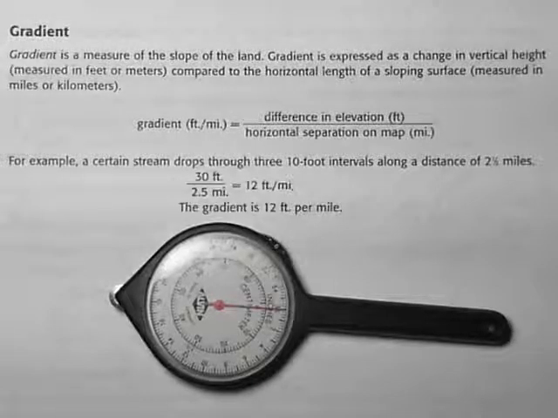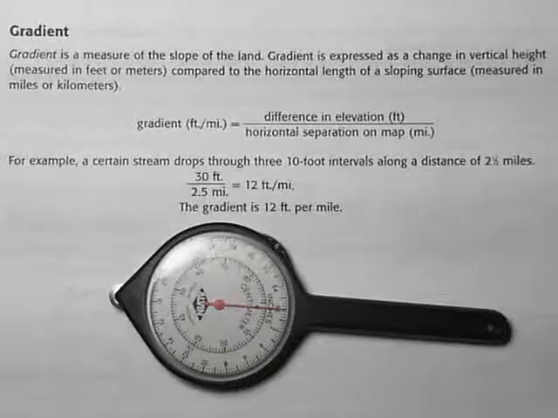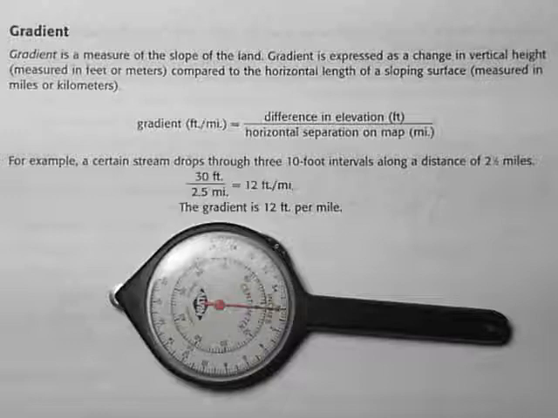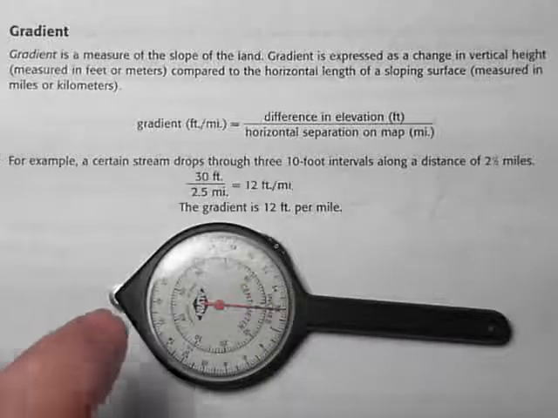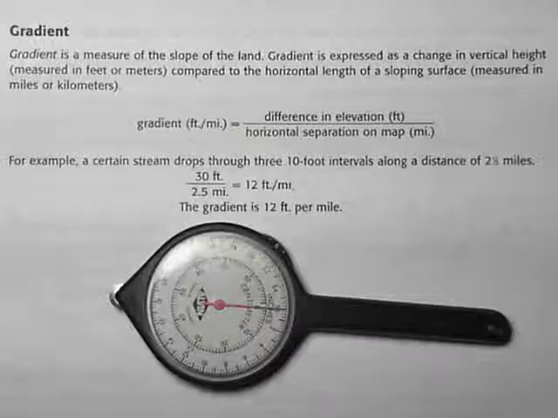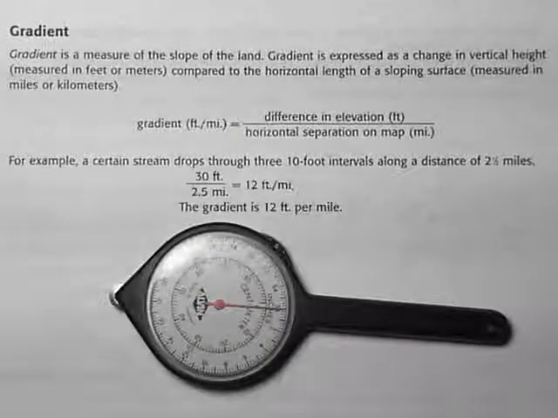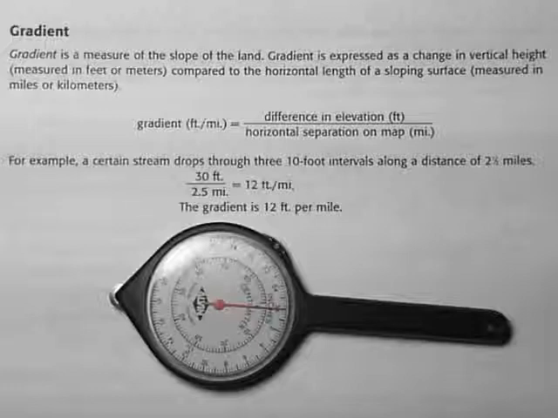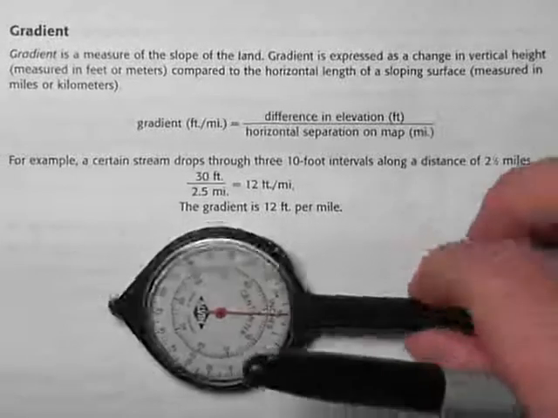Now we're going to learn how to calculate stream gradient. The formula for calculating gradient is on page 62 of the lab manual. The first thing is to talk about the planimeter, or the measuring wheel. You can see that we have one of those right here.